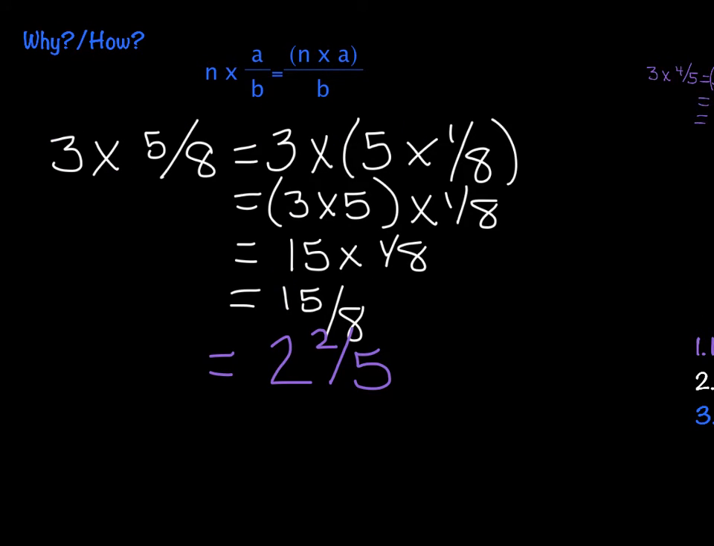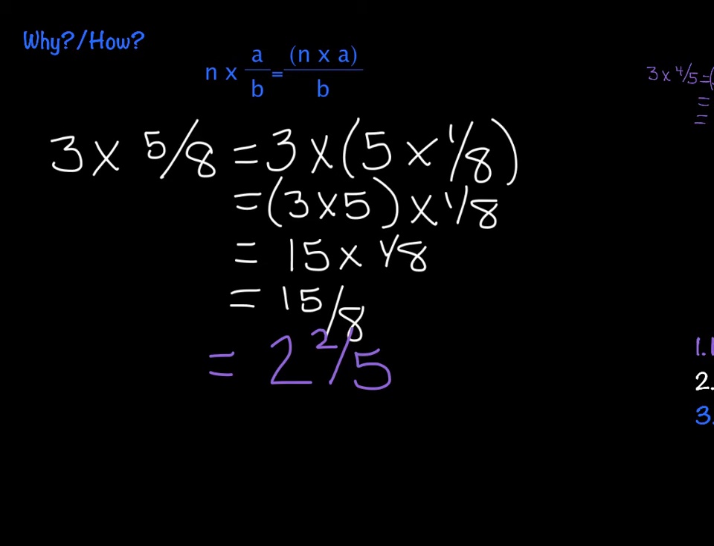So let's take a look at the next problem that I have here. I have 3 times 5/8, and basically what I'm going to do is break that up. So I'm going to bring my 3 over here, and I'm going to multiply that times 5 times 1/8. So we're going to do 3 times 5, and we're going to put that here in parentheses, and then times 1/8. 3 times 5 gives me 15. Then I still have to multiply that times the 1/8, so that comes down. 15 times 1 is 15, and then I bring my 8 down here.